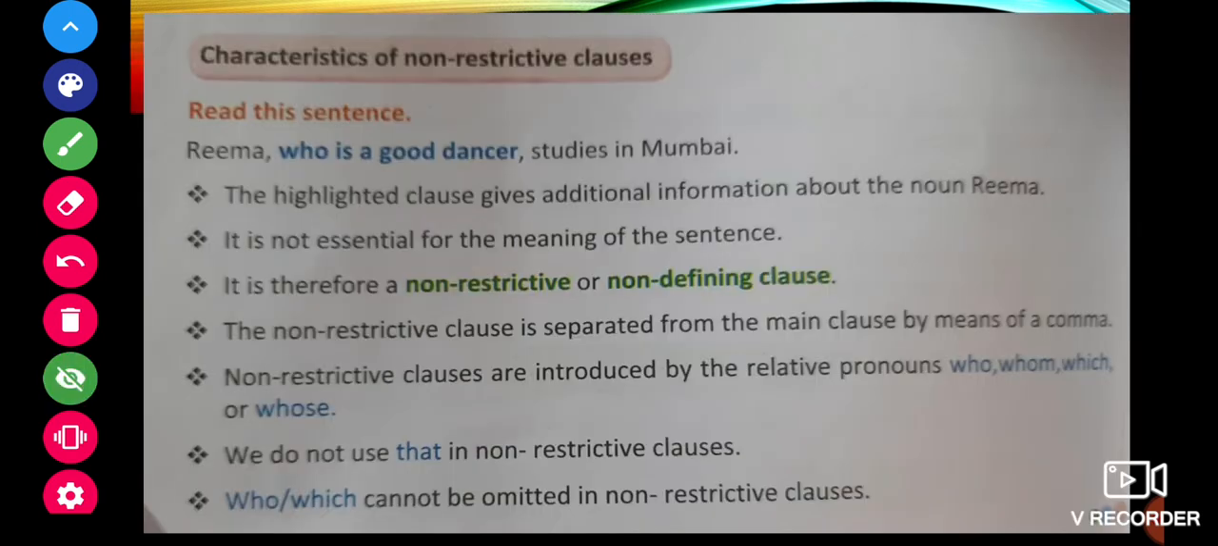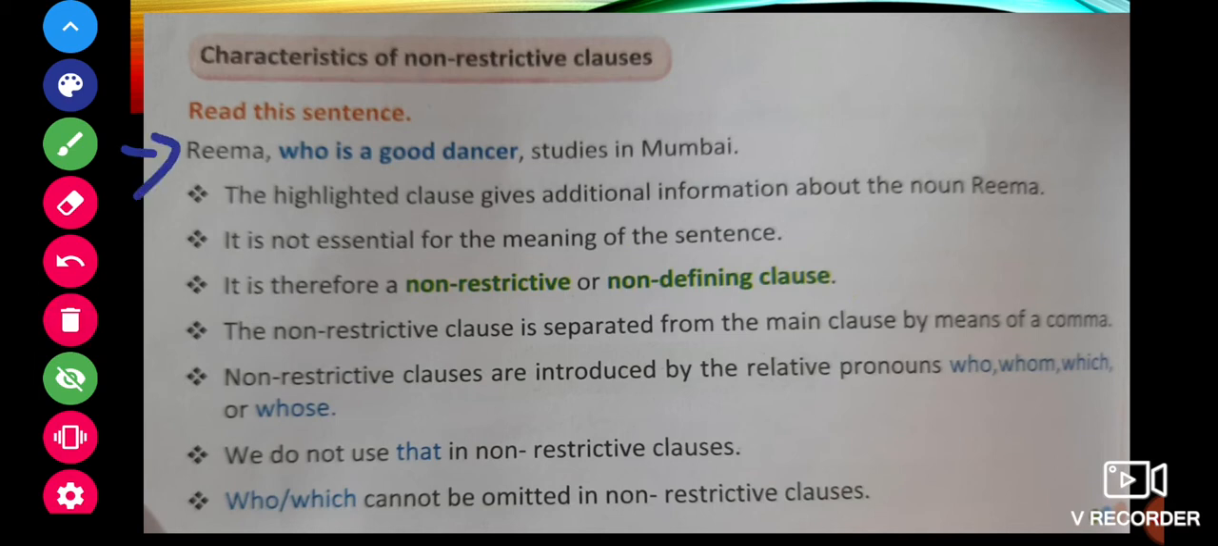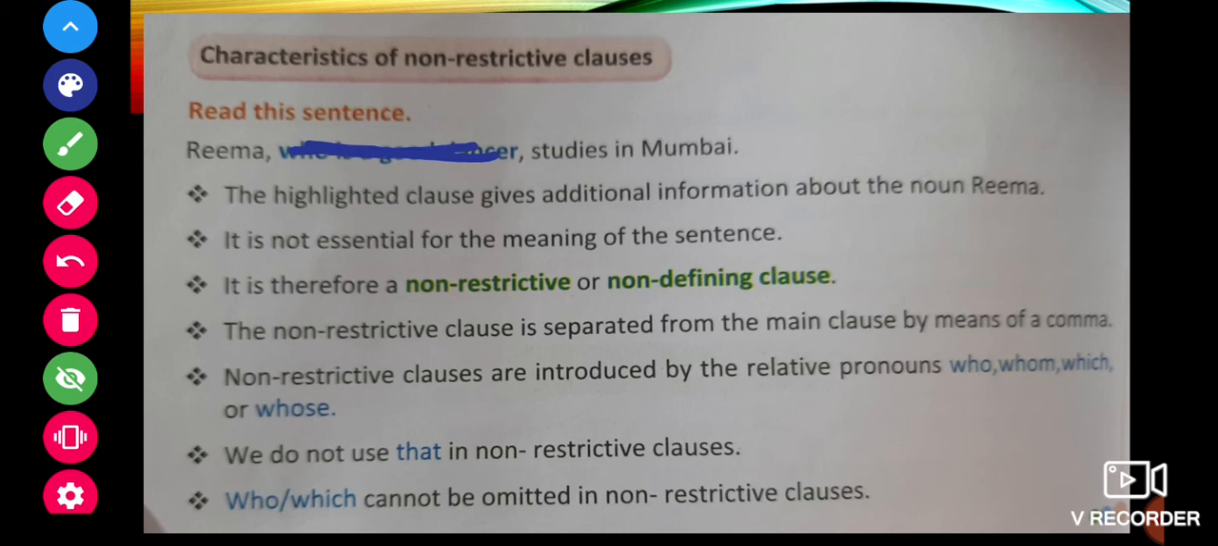Let us move ahead. Now let us look at the characteristics of non-restrictive clauses. Non-restrictive clauses are also known as non-defining clauses. Let us read this example first. Reema, who is a good dancer, studies in Mumbai. So, who is a good dancer is a non-restrictive clause because this gives us some extra information. If this was not given, and now if we read the sentence, Reema studies in Mumbai, this sentence makes complete sense.